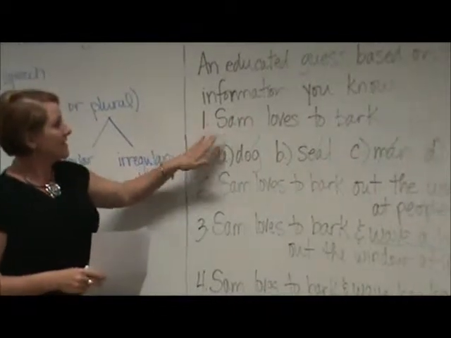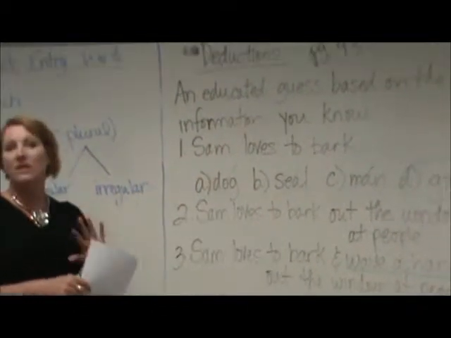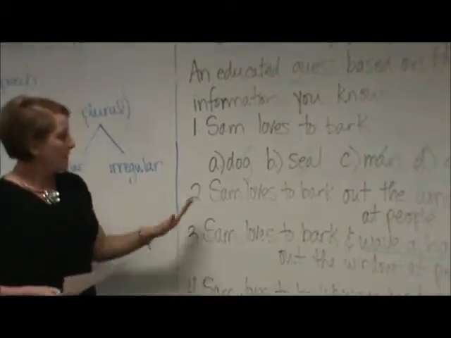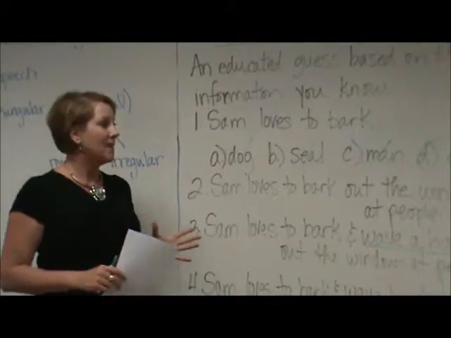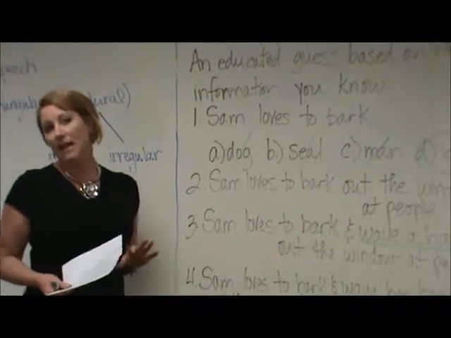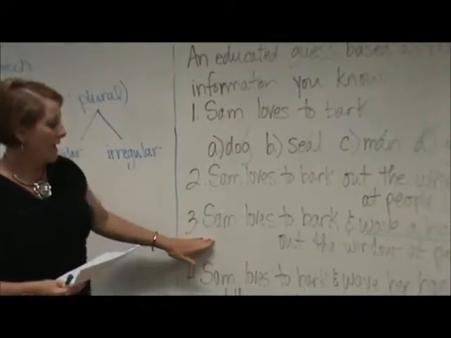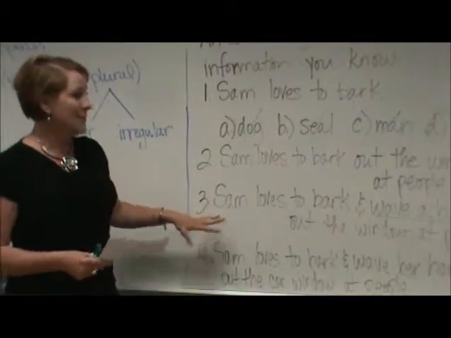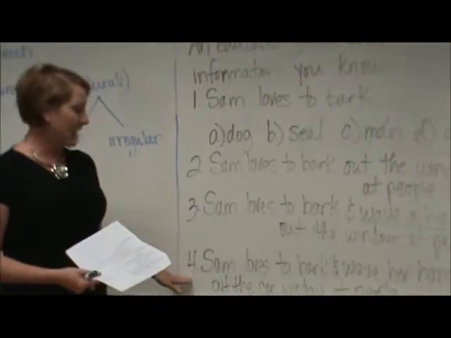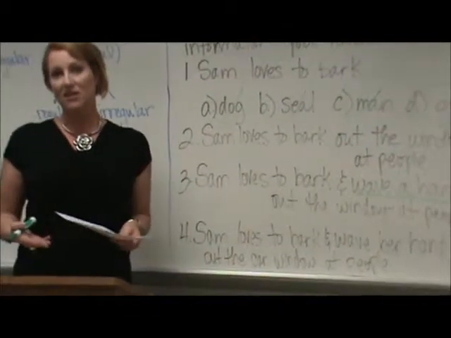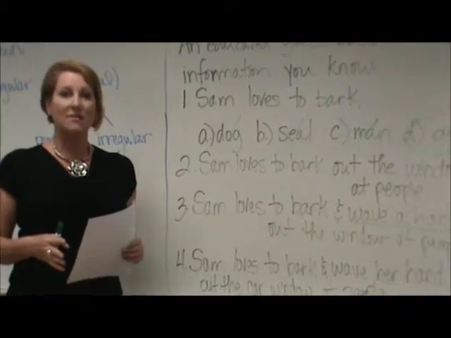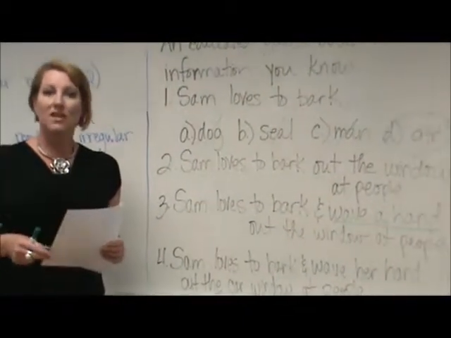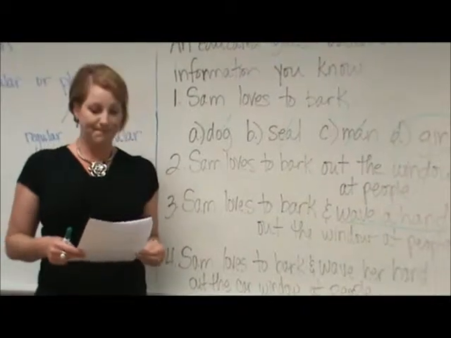If we had just read sentence 1, Sam loves to bark, it could be anything. After we read the second sentence, we knew a little bit more information. We could have made a deduction, but it may not have been accurate. So we read our third example that gave us more information, and then the last example gave us even more information. So in the end, when we knew all of the information, then we were able to make an educated guess, which in other words is called a deduction.